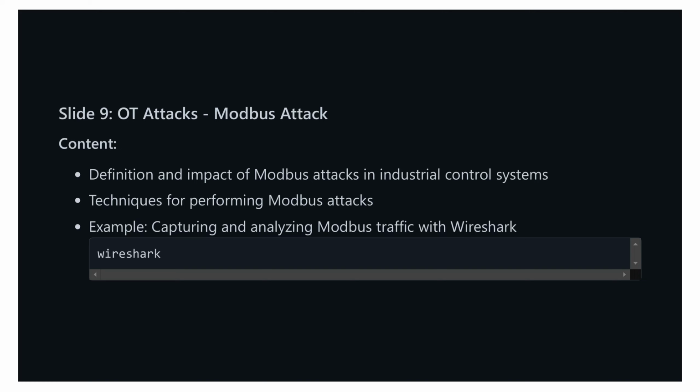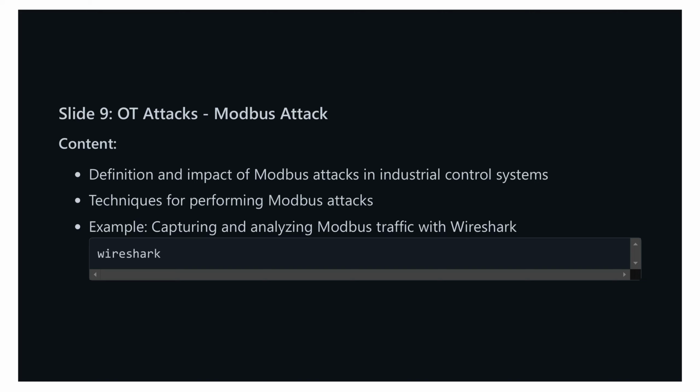For a practical example, we'll focus on how Wireshark can be used to capture and analyze Modbus traffic. Wireshark is a powerful packet analysis tool that allows us to inspect the data packets exchanged over the network, identify vulnerabilities, and understand the nature of the communications. By leveraging Wireshark, attackers can gain insights into the Modbus protocol behaviors and exploit them to execute malicious activities.